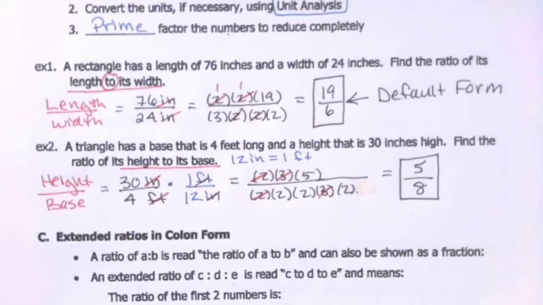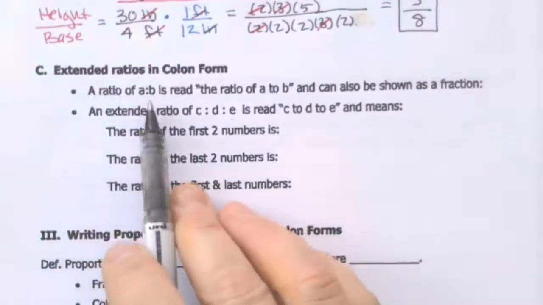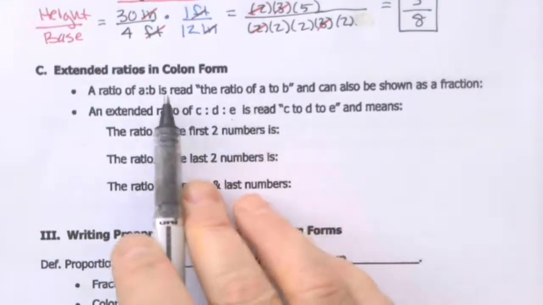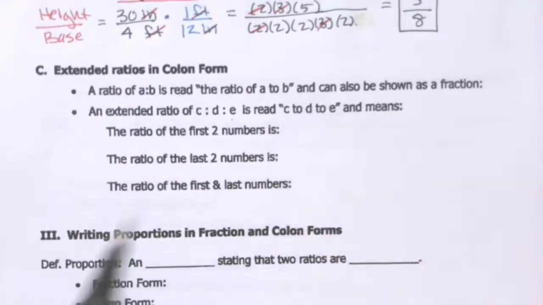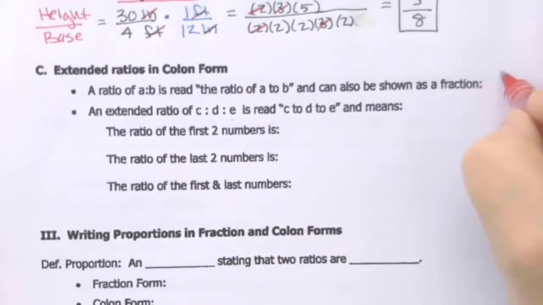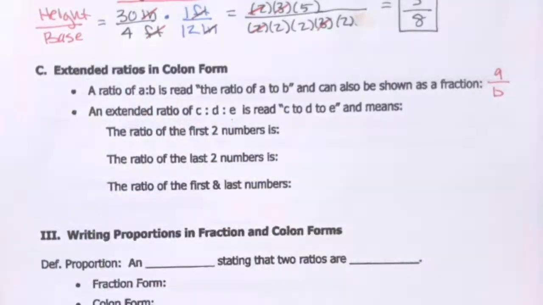Okay, so regular ratios in colon form are like, for example, A colon B is read the ratio of A to B. In colon form, it can also be shown as a fraction, which is A over B. First one goes on top, second one goes on bottom.